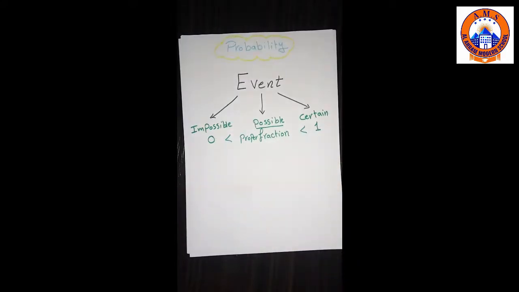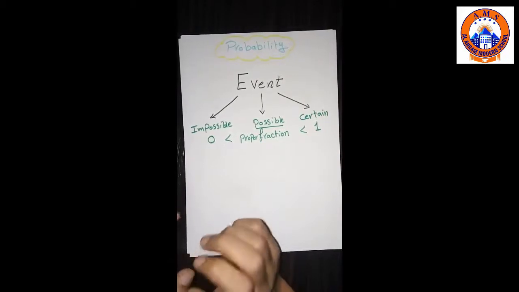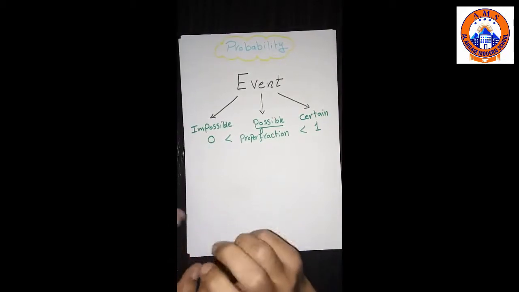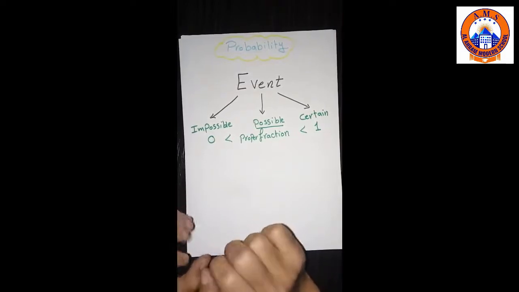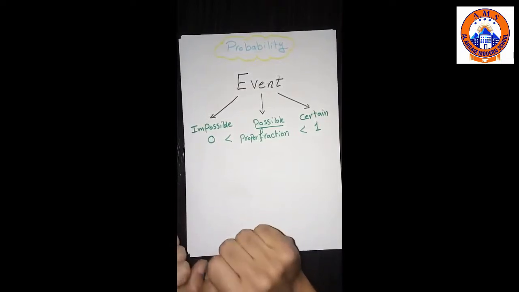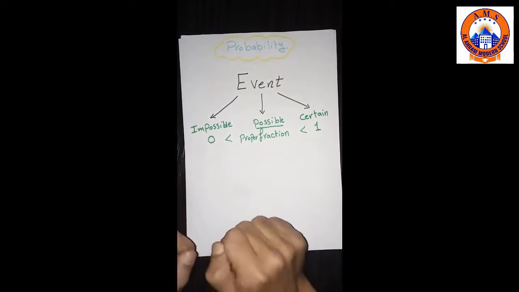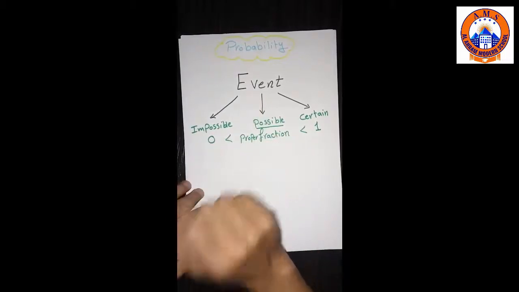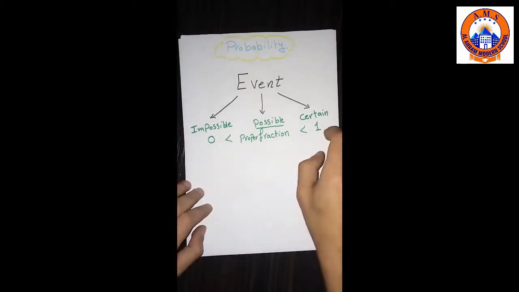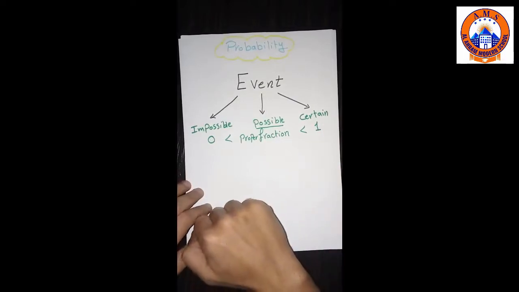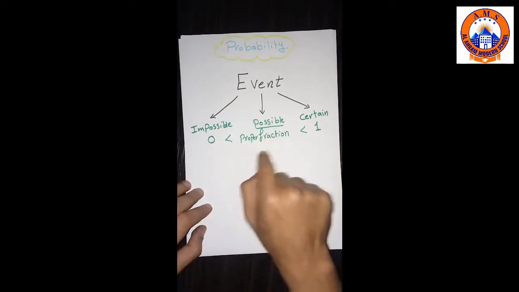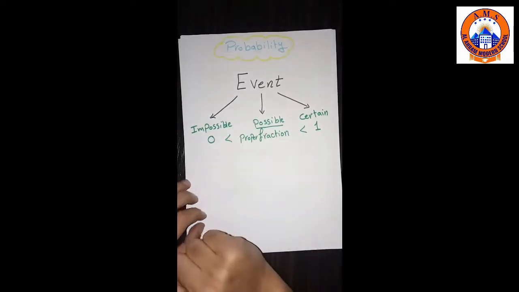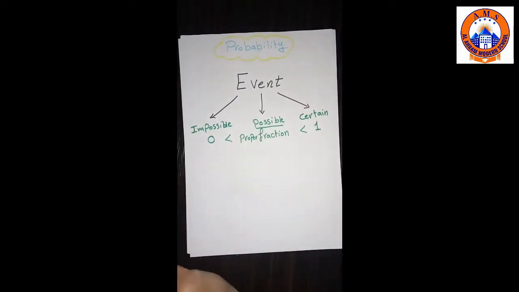So, what is probability? Probability is to calculate how likely the result will occur, and this probability is calculated in a random experiment. This random experiment, when held, is going to give us an event. This event may be impossible and its probability equal to 0. It may be certain and its probability is equal to 1. And it may be possible and it is represented by a proper fraction.